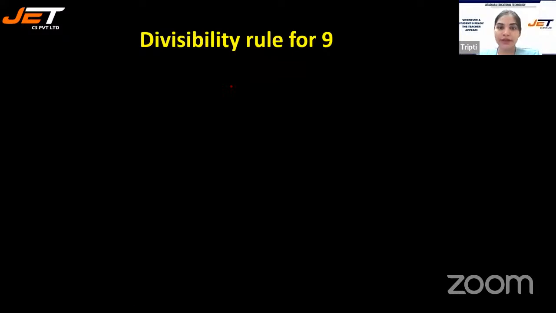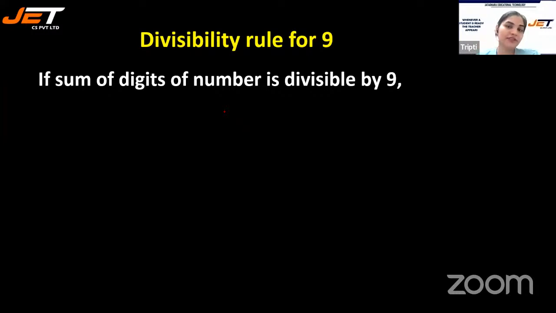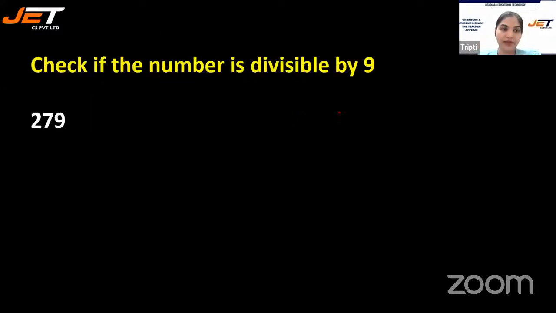Now let's do the divisibility rule of 9. Again, you can say that 9 and 3 are siblings. In the divisibility rule of 3, you saw that the sum of the digits should be divisible by 3. In 9 also, it is quite similar. It says that the sum of the digits should be divisible by 9. That's the only difference. If the sum of digits is divisible by 9, then the number is divisible by 9.